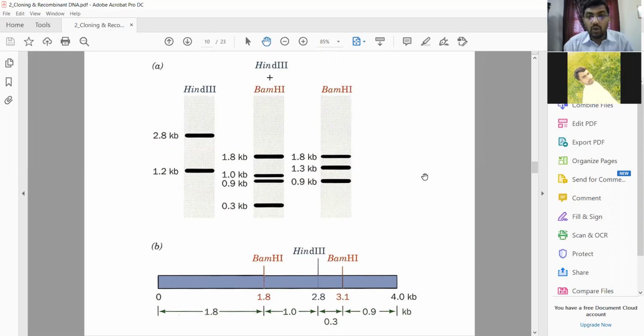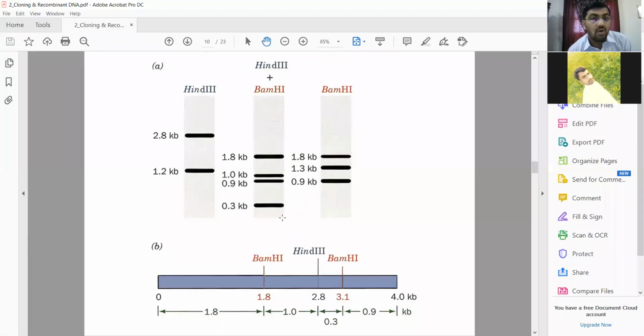If we do a double digestion, with both HindIII and BamHI, then certainly the restriction pattern would change. And we would have a restriction pattern like this. If you see, we would have a 1.8 kb fragment from here. We would have a 1 kb fragment from this to this. We would have a 0.9 kb fragment from this to this, and a 0.3 kb fragment from this to this.